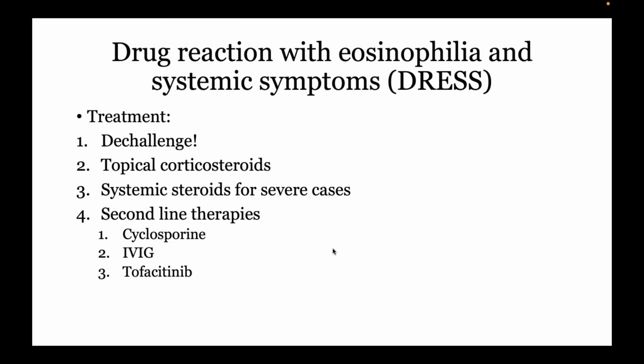So the treatment is, again, de-challenge. For mild cases, you can just use topical steroids for the rash if that's the problem. But once you get liver involvement, kidney involvement, a severe case, then you can use systemic steroids, and not always with good outcomes. And if that doesn't really work, then you can use second-line therapies as for other autoimmune or immune-mediated inflammatory reactions. You can use cyclosporin, IVIG, or tofacitinib to treat this.